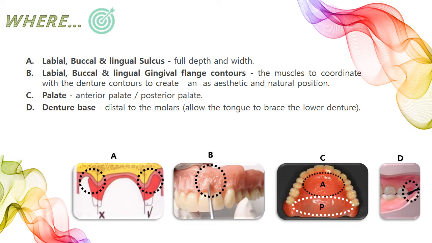The second diagram demonstrates the extension of the gingival flanges, the contour of the gingival flanges. Here, the muscles will coordinate with the denture contours to create an aesthetic and natural position. So the gingival contour is performed in such a way that it will synchronize with the muscular fiber pattern of the lip and cheek regions.